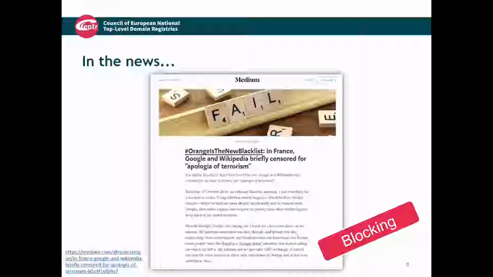So, for starters, I'm going to show you this news item. That was a bit over a year ago, and Google was basically blocked in France for about an hour. By the end of this presentation, you will understand what happened and why it was so important for the DNS to work properly.